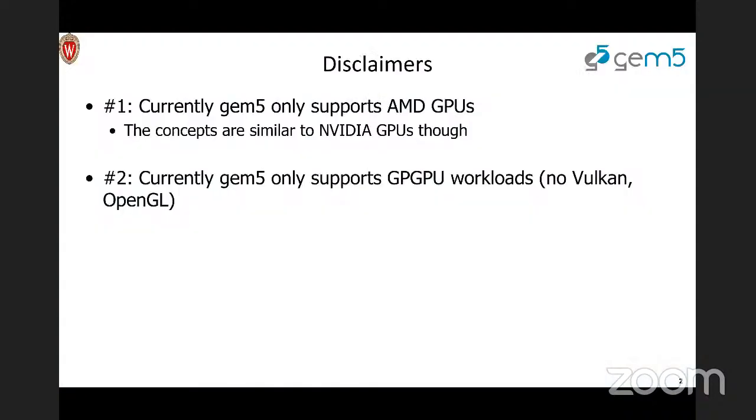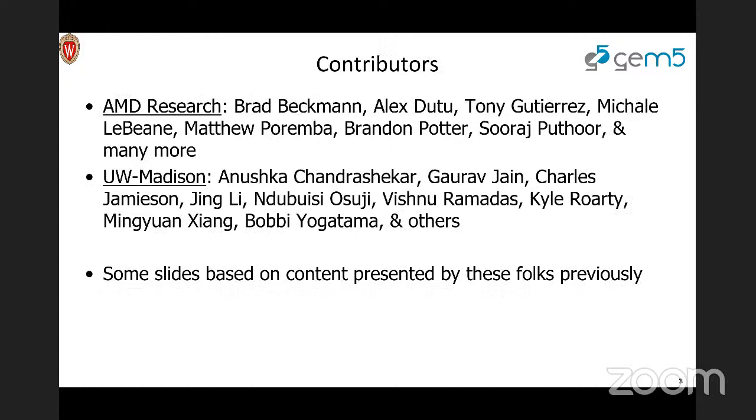Couple disclaimers. Right now, gem5 only supports AMD GPUs. Ultimately, the concepts, in terms of hardware, are similar to NVIDIA GPUs, but while we're working on adding NVIDIA GPU support, right now we're running AMD GPUs. Second, we are running general purpose GPU or GPGPU workloads. So if you're looking to run something like Vulkan or OpenGL, we don't have any support for that as is. I just want to make sure those caveats are clear up front.